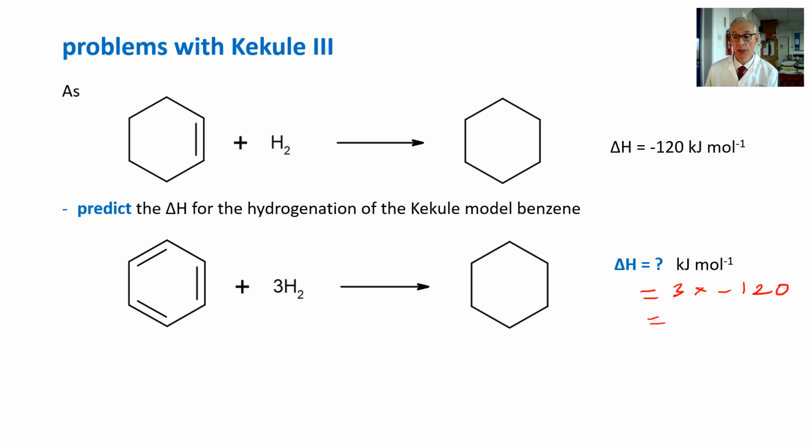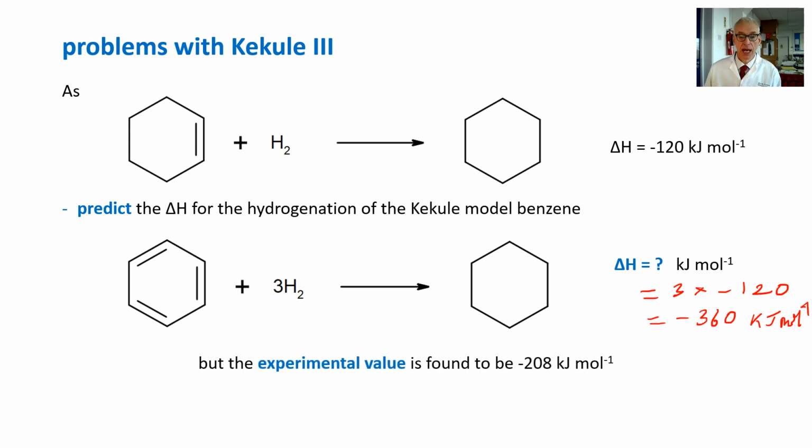So we would expect the enthalpy change for the hydrogenation of benzene, Kekule model, to be minus 360 kilojoules per mole. However, the experimental value is not found to be that. It's found to be only minus 208 kilojoules per mole.